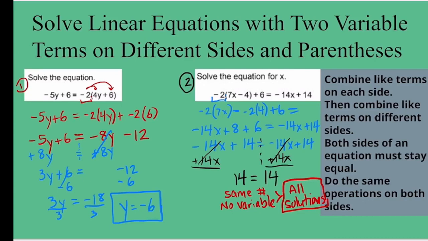If you do all this work and there is no variable, but you have different numbers, right? So let's say you have 14 on the left side and on the right side is the number 12. Those are not the same number. That actually is not true. So because it's not true, there will be no solution to a linear equation that ends like that.